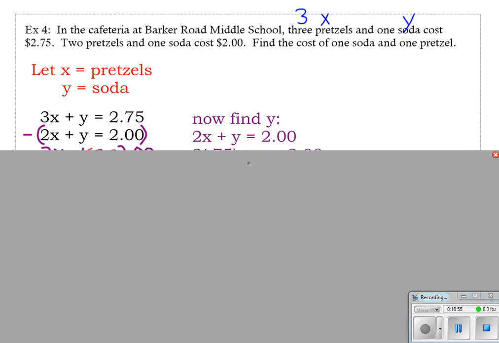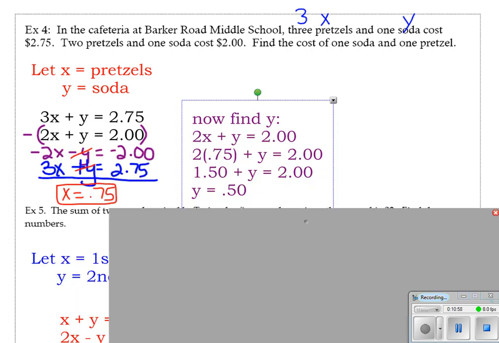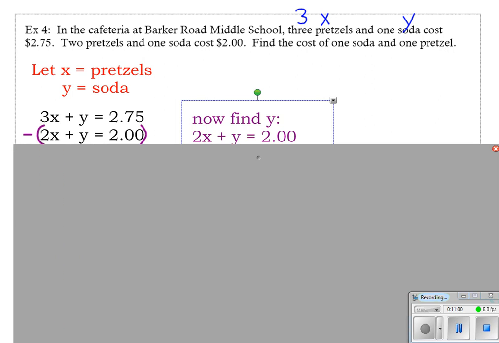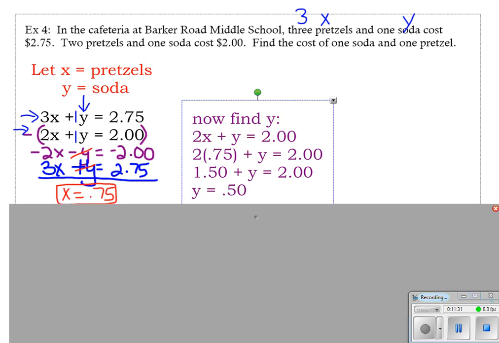Okay, let's see if your equations look like this. Do your equations look like this? I hope so. Now I noticed that my y's both have the same coefficient of 1, but they're not opposite signs. Okay, so I'm going to multiply through one of my equations by a negative, which when I do that and I add them together, I wind up with X being 75 cents.